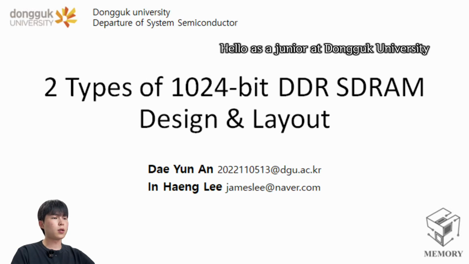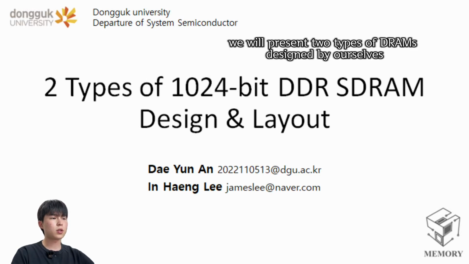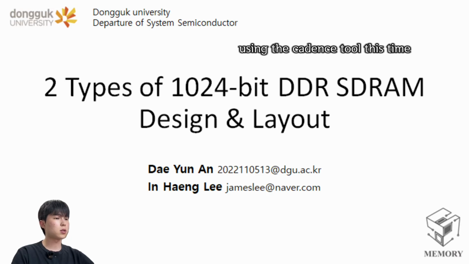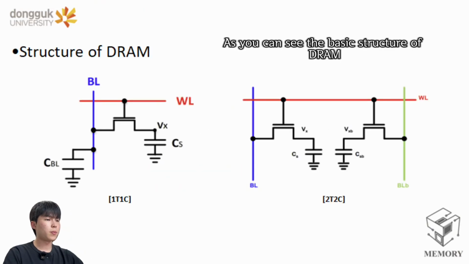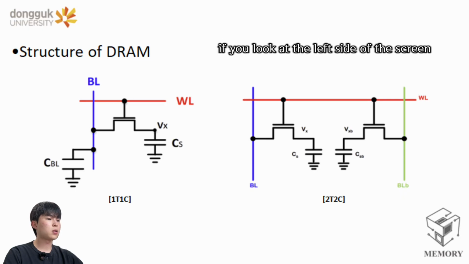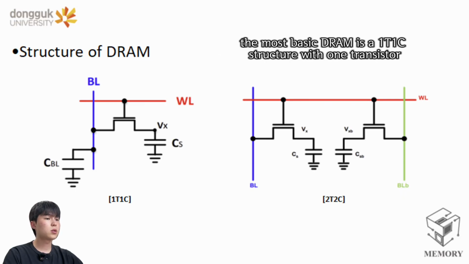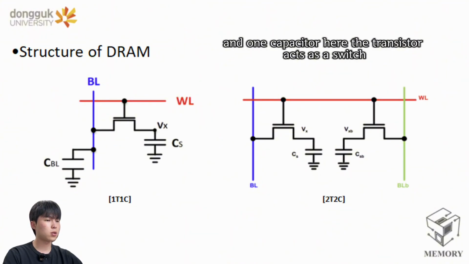Hello, as juniors at Dongguk University, we will present two types of DRAMs designed by ourselves using the Cadence tool this time. As you can see, the basic structure of DRAM, if you look at the left side of the screen, the most basic DRAM is a 1T1C structure with one transistor and one capacitor.